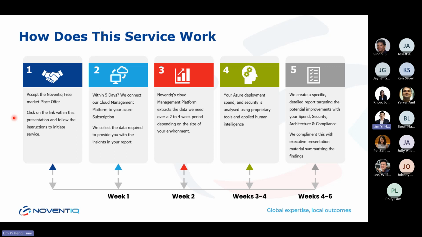And once these assessments are done, our team will create a specific detailed report targeting the potential improvements that focus on spending, security, architecture, and also compliance. We complement this with an executive presentation material summarizing the findings.